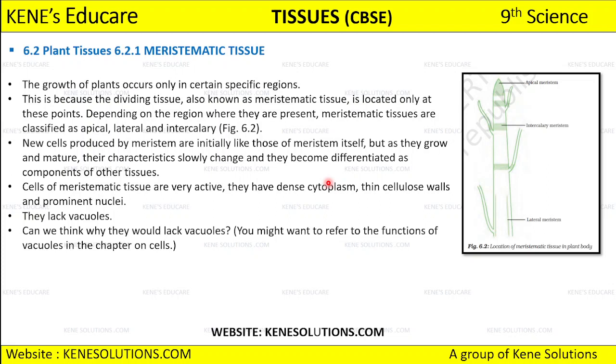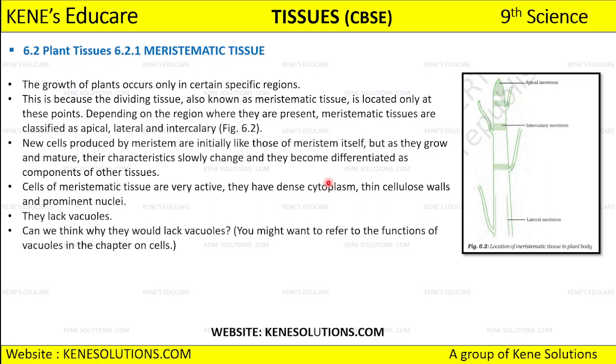Okay, so depending upon the region where this meristematic tissue is present, we can classify it into three types. How are we classifying this meristematic tissue into three types? Based on the region where they are present. So we have apical meristematic tissue, lateral meristematic tissue, and intercalary meristematic tissue.